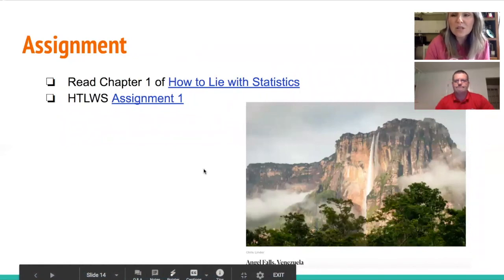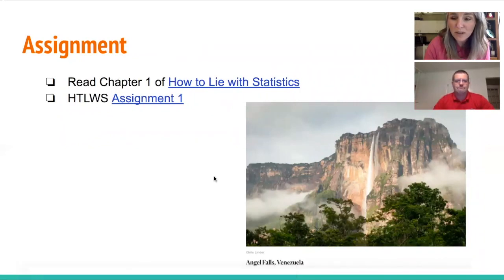Oh, can we talk about these falls in Venezuela? They're beautiful. What happened to the dogs? We're on to places I would like to see in real life. Oh, okay. I'm sorry. Bye, guys.